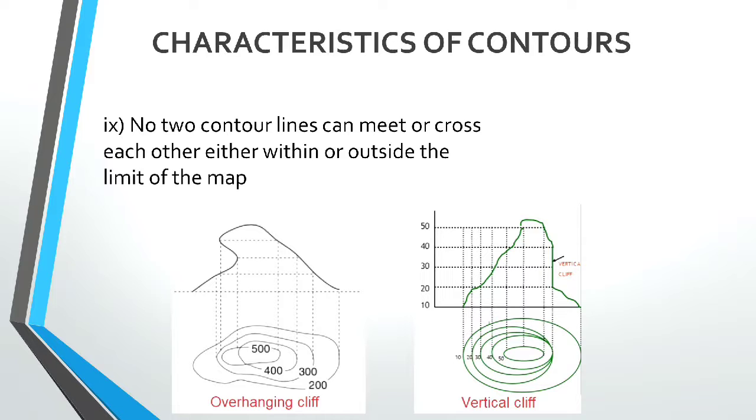In an overhanging cliff, you see there's a crossing line. Contour lines cannot be merged or crossed except for overhanging cliffs. In this figure, you see a crossing line, so there's an overhanging cliff. Next is the vertical cliff. You can see that the lines are separate, so it's the same as characteristic number 6. Then we proceed to the characteristic of contour number 10.